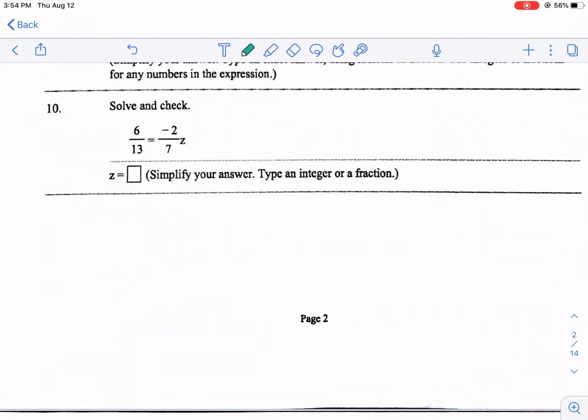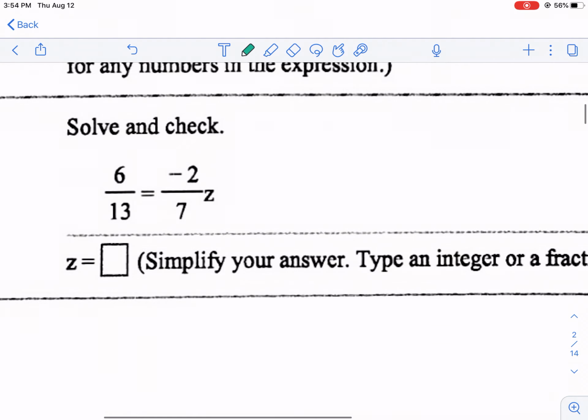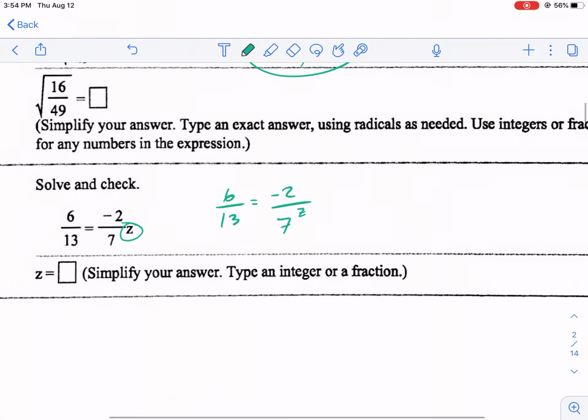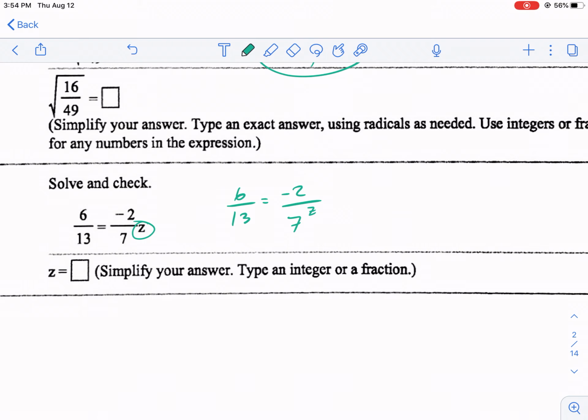What do we got going on here? Solve and check. Not sure what's going on with this z, to be honest. I think that's a squared term. So we're trying to see what... that is really weird. I'm thinking that this is the problem. Equals negative 2 over 7 to the z power, but that requires logarithms. So this one's an interesting one. It just went from 0 to 100 real fast.